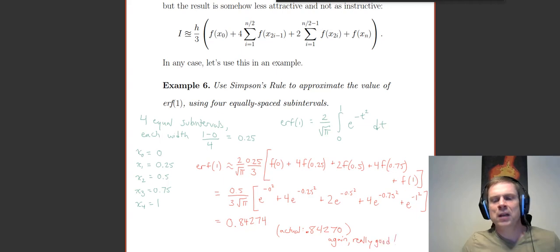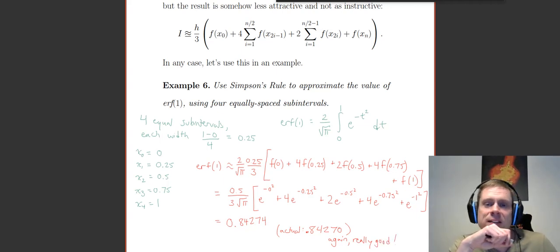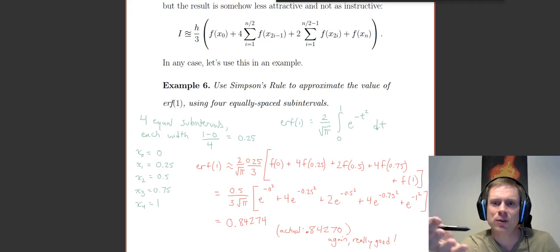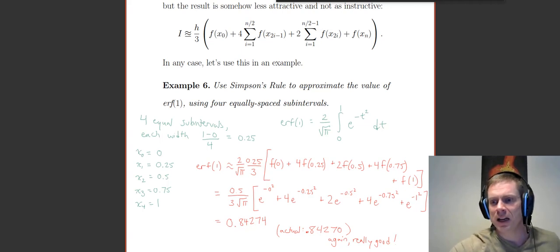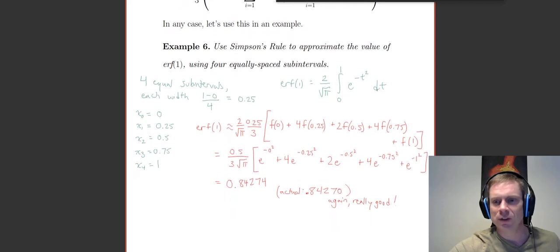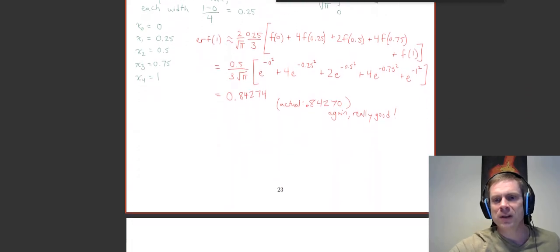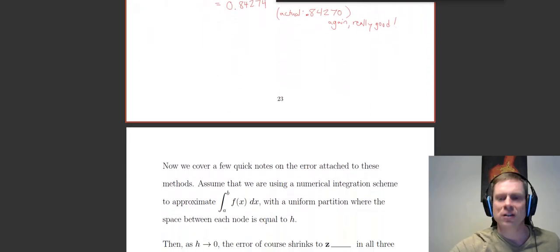Okay. So yeah, that's how it works. It's pretty cool. You get to a method that has this interesting formula, but once you know the formula, it's really not any harder to use than any of the other formulas we've talked about. Okay. I just want to end by talking a little bit about some error associated with all 3 of the techniques. There is a general error bound for this.